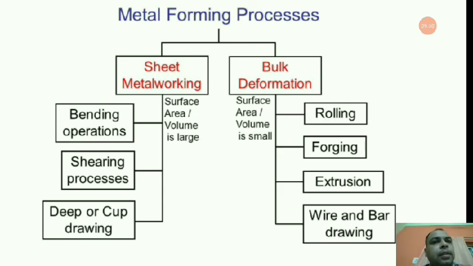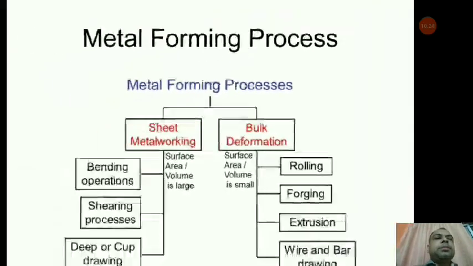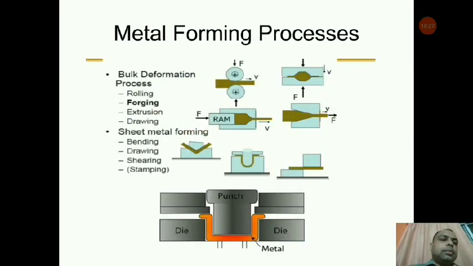So you have to keep in mind that metal forming processes are mainly classified as sheet metal working and bulk deformation. In sheet metal working, the surface area to volume ratio is very large, as you can guess from sheet metal, because sheet metals have a large surface area. In sheet metal working, we will have bending operations and similarly shearing processes, and in bulk deformation, the surface area to volume ratio will be smaller than in sheet metal working. So in the coming classes, we will be discussing in detail the different metal forming processes.